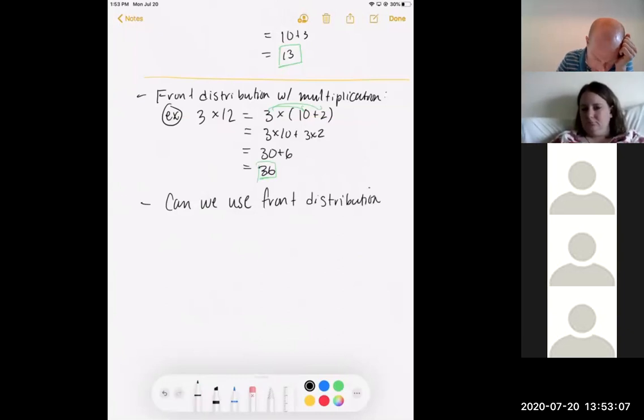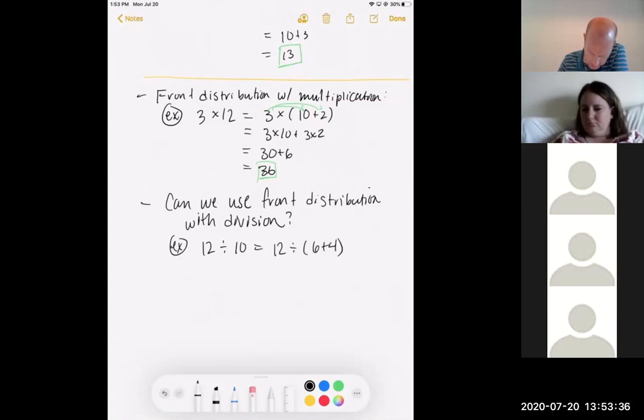Can we use front distribution with division? Does anybody have any initial thoughts? Let me give you an example here. I do 12 divided by 10, and I'm breaking up my 10 into 6 plus 4 because I know that by distributing the 12 to the 6 and the 12 to the 4... this is a question, so I'm going to put this right here in red. Will that work?